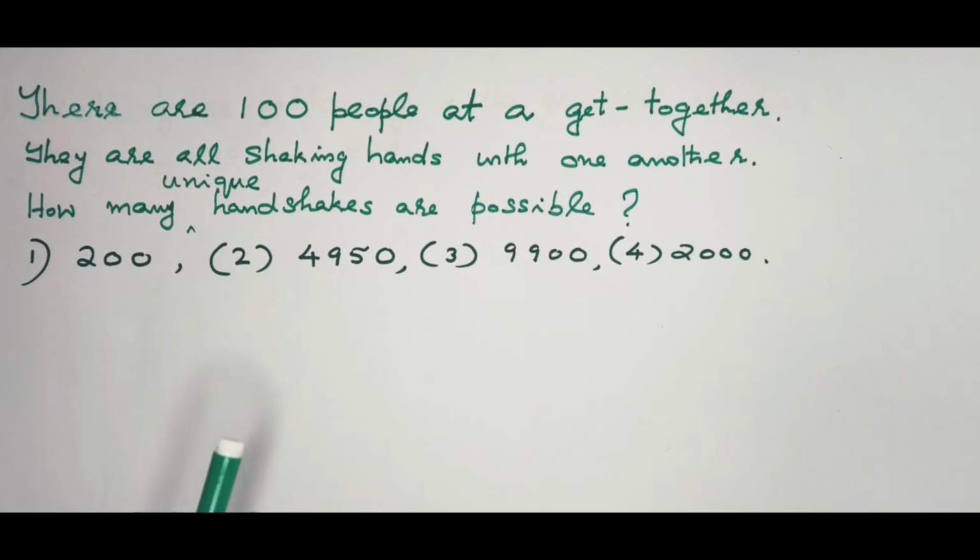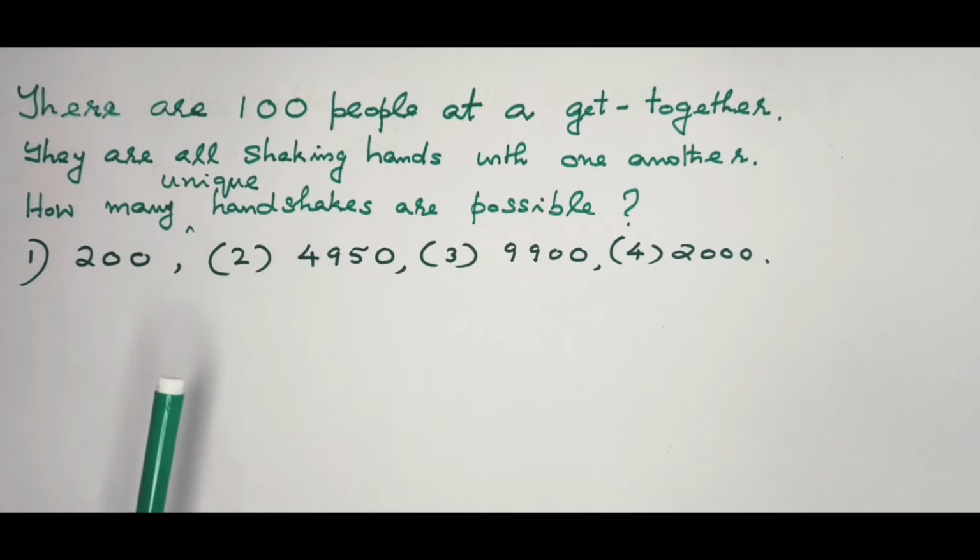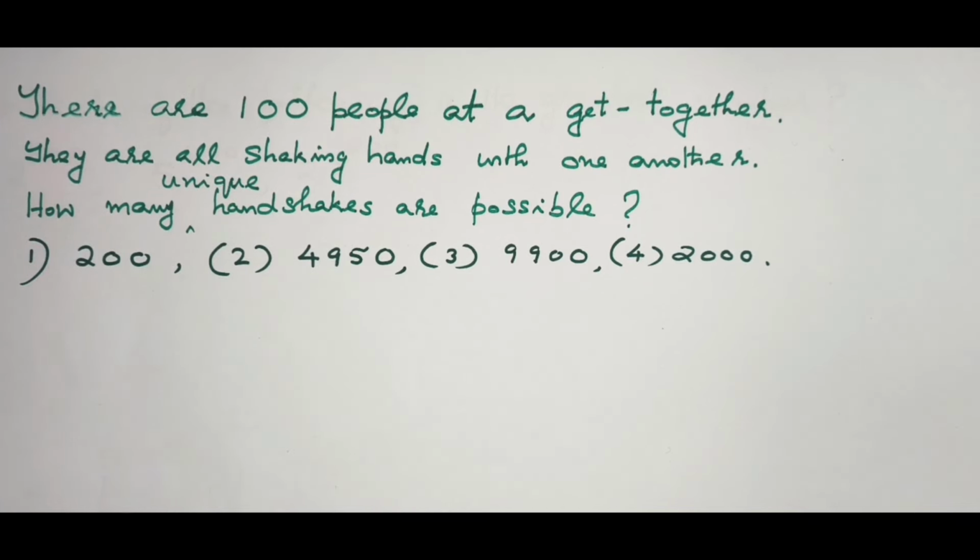The problem is this: there are 100 people at a get together. They are all shaking hands with one another, and we are finding the number of unique handshakes that are possible in such a party. There are four options given to you. First I will take you through the layman's approach to solving this problem, which could be pretty long, but then I will show you the shortcuts, which will give you more clarity and better understanding of the problem. So keep watching the video until the end of it.